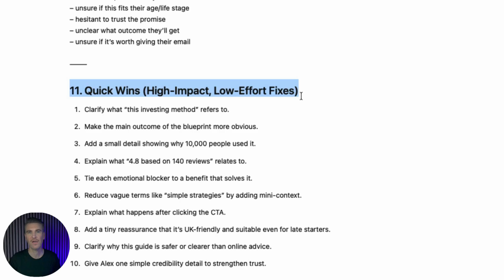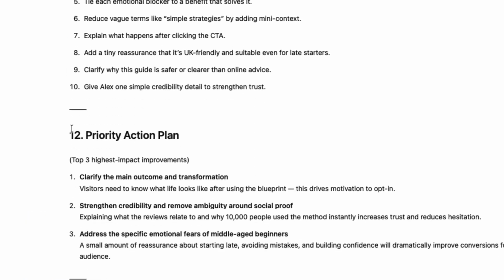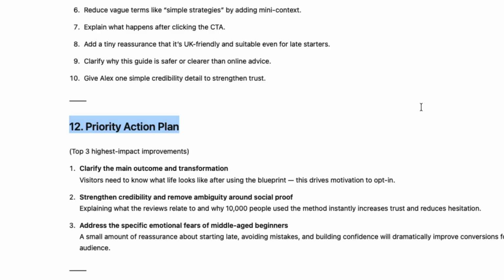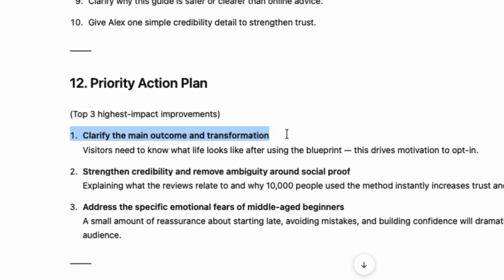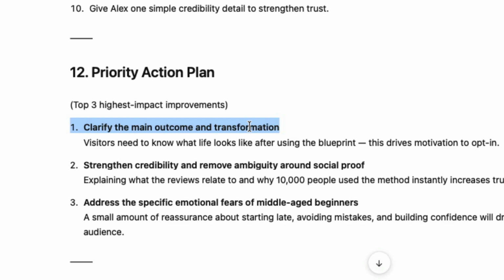You will find that you won't always increase conversions necessarily in the first test, and you may want to change to a separate test. So keep iterating over time. And then finally, you get a priority action plan. So the first recommendation here is to improve the clarity around the main outcome and transformation the visitors will get when they have access to our lead magnet.